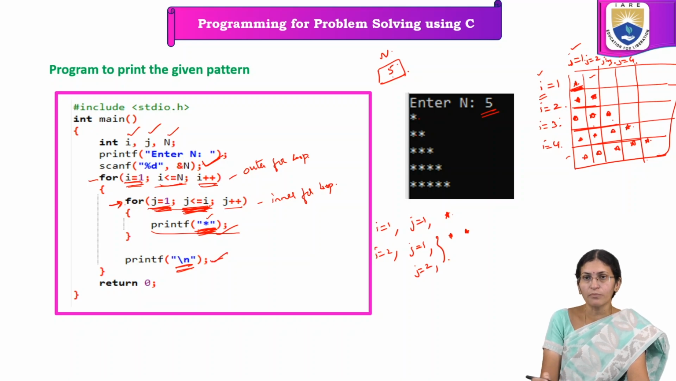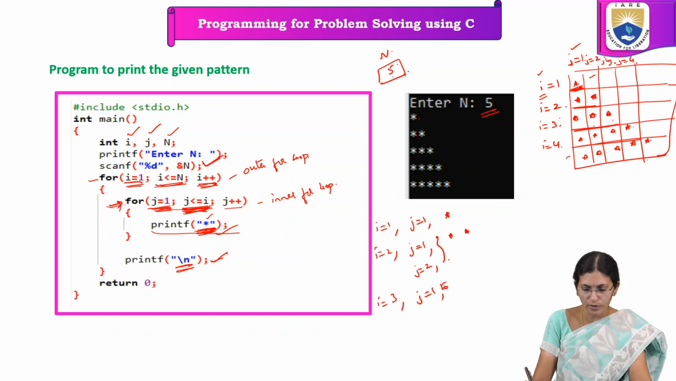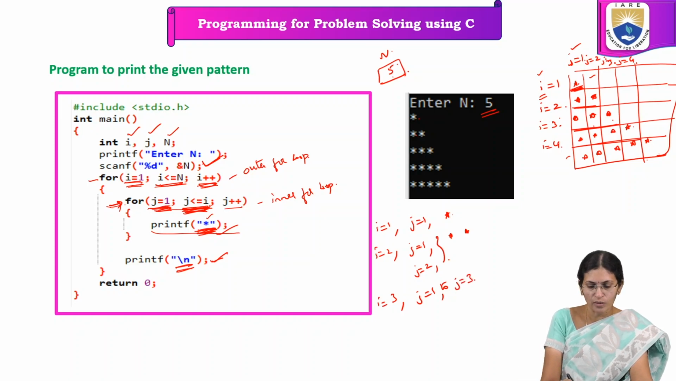Next, when this printf statement is executed, the cursor will move to the next line and then the i value is incremented by 1. So this condition is checked again. 3 less than 5. The condition is true. So therefore, it will enter this inner for loop. So i is equal to 3. Now j will vary from 1 to 3. So when j is equal to 1, 1 star will be printed. j is equal to 2. The condition is true for all the 3 cases. So 1 less than 3, 2 less than 3, and 3 is also equal to 3. So therefore 3 stars will be printed here correspondingly. So therefore we'll get the pattern in this way.